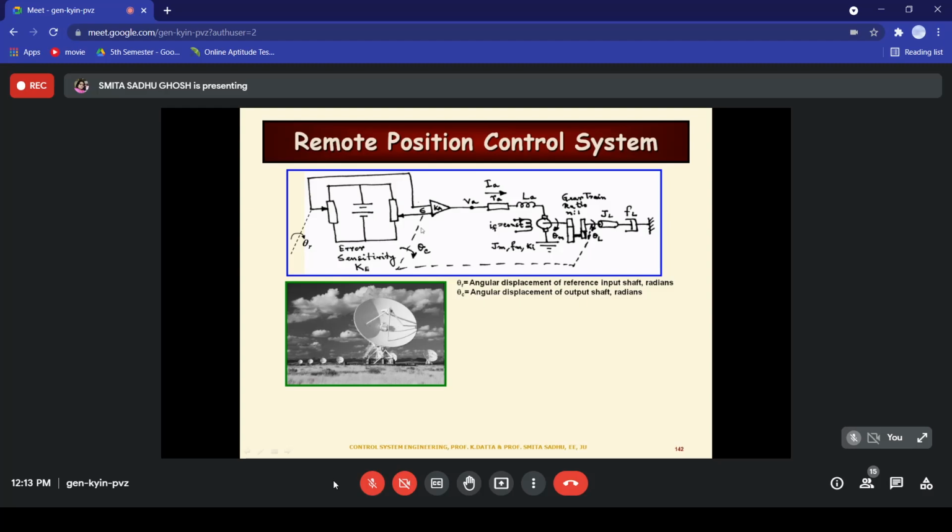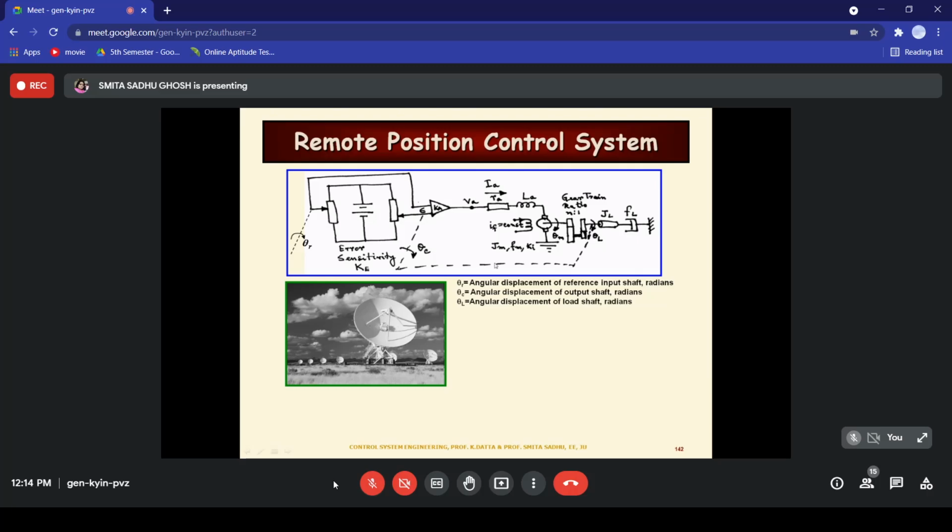Now I'll describe the notations and then again come back to the overview of the system. Theta L is the angular displacement of the load shaft. So basically, this is the load. And theta C was the angular displacement of the output shaft, which is connected via a gear train. Theta L and theta C are basically the same quantity.